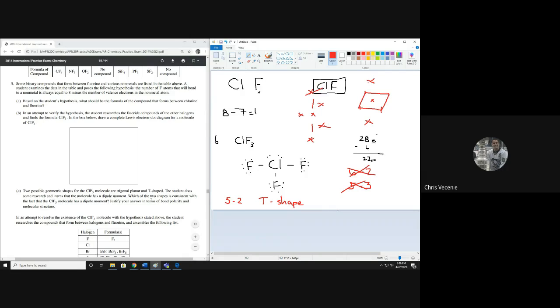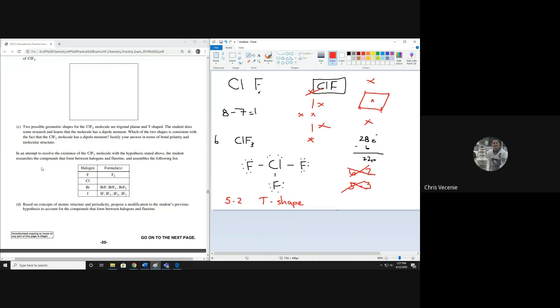All right, so you would say the T-shape is consistent with a dipole moment because the unshared pairs of electrons lead to bond dipoles not canceling, right? So whenever you want to say polar, you want to say bond dipoles don't cancel. When you want to say non-polar, you say bond dipoles cancel. So like even pull, bond dipoles cancel. Uneven pull, bond dipoles do not cancel, right? So you would say T-shape with its unshared pair has bond dipoles that do not cancel. All right, questions on C?